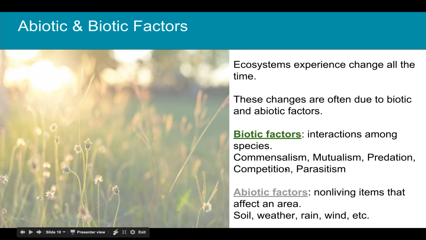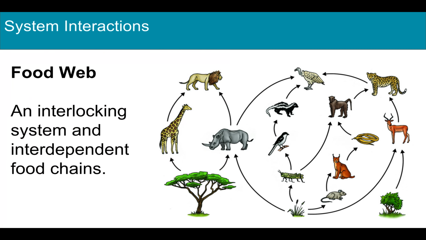You're actually going to watch videos on all of these throughout this unit so that you can see them firsthand and see how organisms actually interact with each other, and how it actually affects the organism as a whole. And then we'll move into abiotic factors. Abiotic factors are things such as soil, the weather, the rain, the wind, that affect biotic things or living things in the grand scheme of things and allow an ecosystem to thrive or not thrive. Moving on, we're going to talk about how organisms interact with each other.